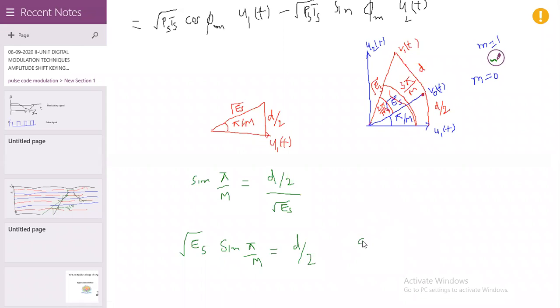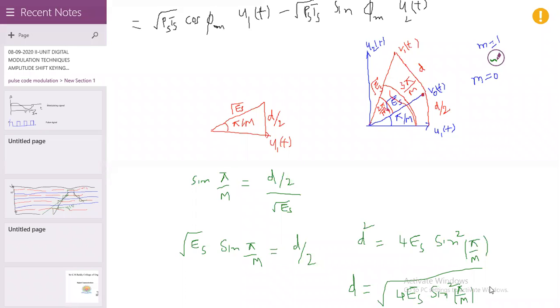So d square equals 4 Es sine square pi by m. The distance between two symbols, d, equals root of 4 Es sine square pi by m.